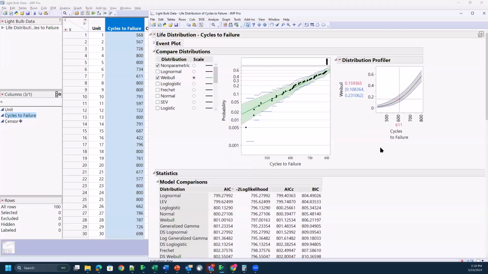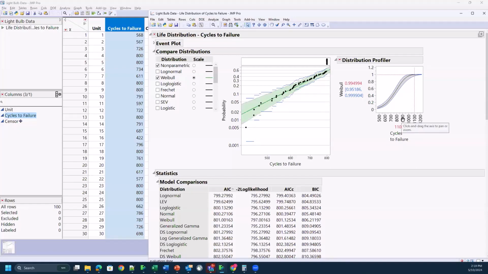Now, what do we do with that? Remember, there were a couple of questions that we wanted to ask. One was, at 1,100 cycles, if I remember right, what percent of our product would fail? So I'm going to use my distribution profiler, just like any other graph in JMP. We can drag things around and look at it. And I can, in fact, type in here 1,100. And it looks like, wow, just about all of our product is going to fail. 99.5% of our product will fail by 1,100 cycles.